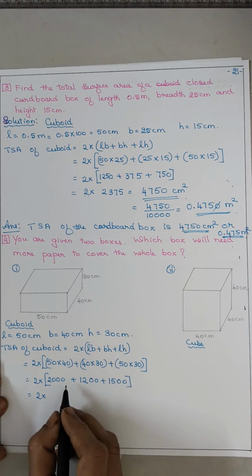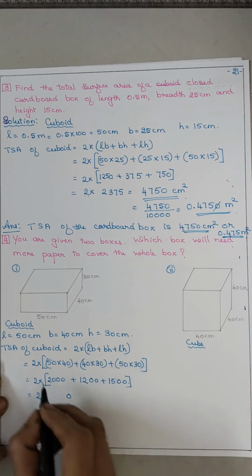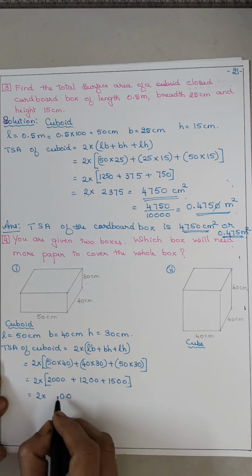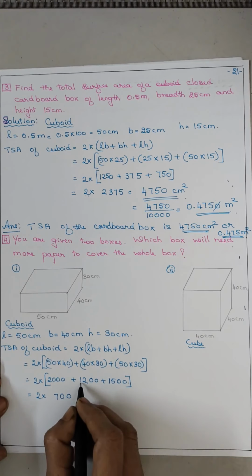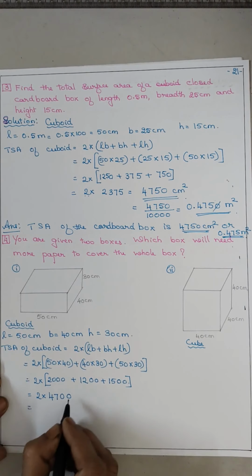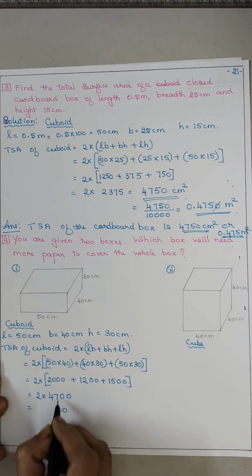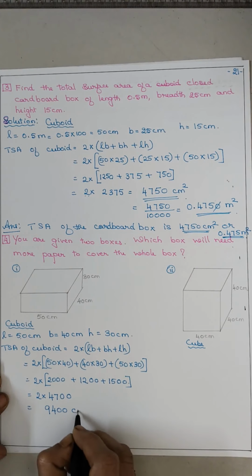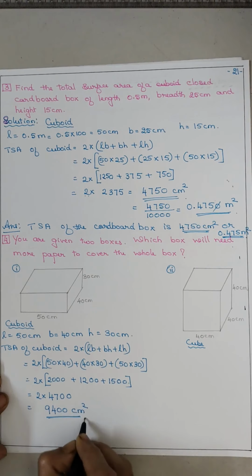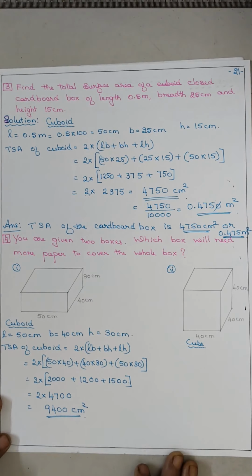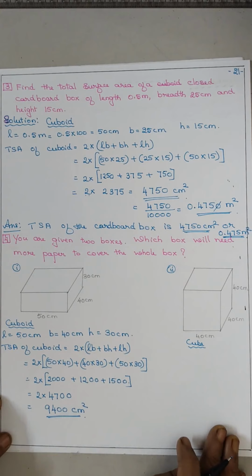2 into 2, 0, 5, 2, 0, 5 plus 2, 7, 1, 2, 3, 4, 2 zeros, 2 sevens are 14, 2 fours are 8 plus 1, 9. So you got TSA of the cuboid 9400 centimeter square. Now coming to the cube.